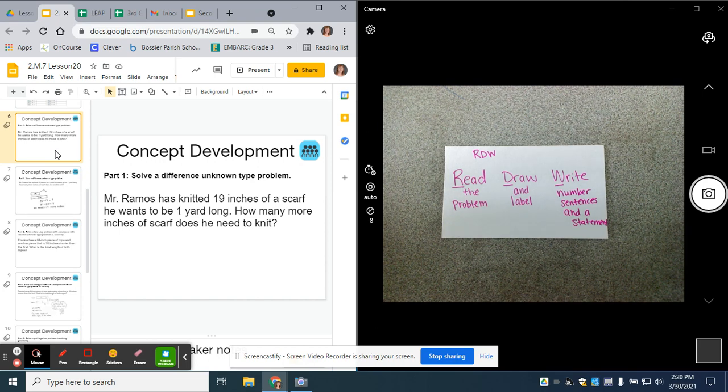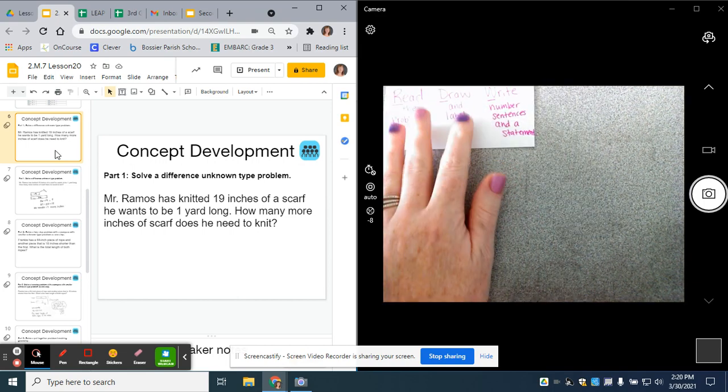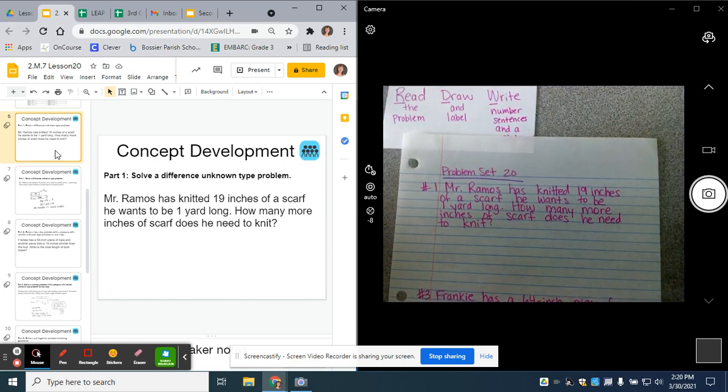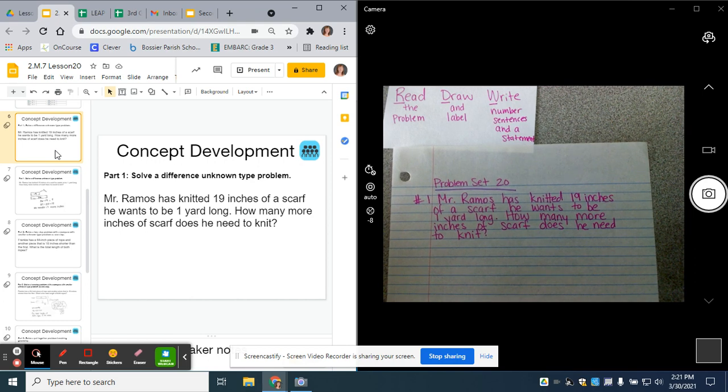So the first word problem today is Mr. Ramos has knitted 19 inches of a scarf. He wants it to be 1 yard long. How many more inches of scarf does he need to knit? We need a picture. We've read the problem. I'm going to read it one more time since I messed up. Mr. Ramos has knitted 19 inches of a scarf. He wants it to be 1 yard long. How many more inches of scarf does he need to knit?